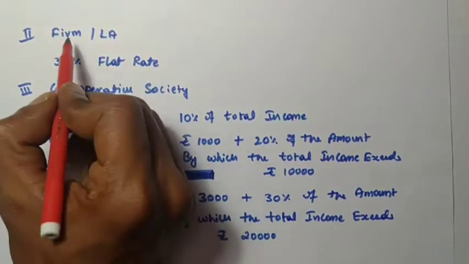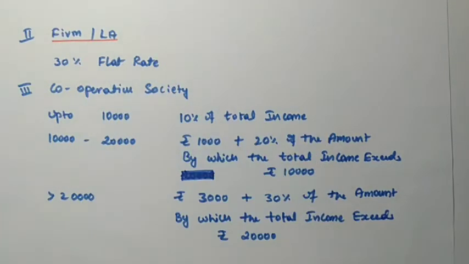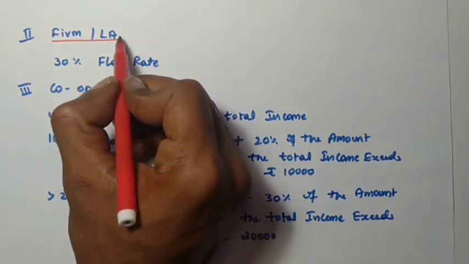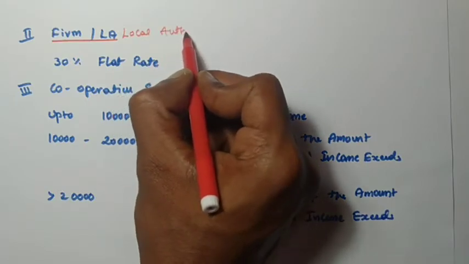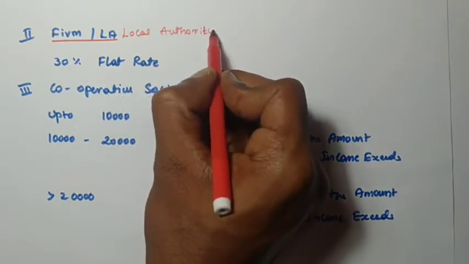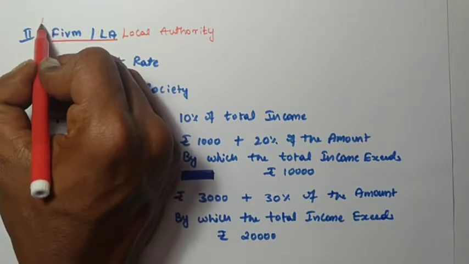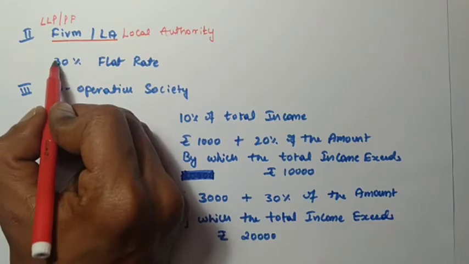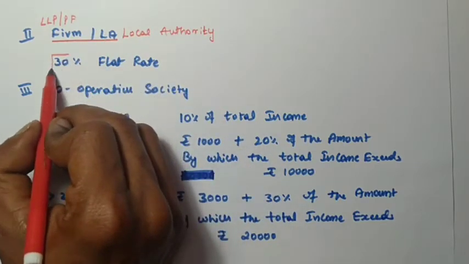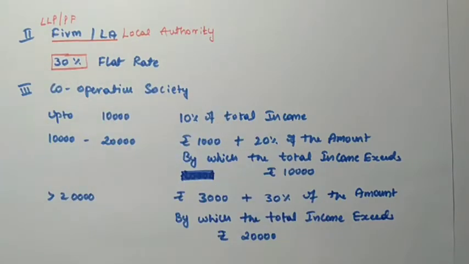Next we have tax for firm and local authority. Firm includes LLP and partnership firm. For this, there is a flat rate of 30%. There are no slab rates for firm, company, cooperative society or anything other.